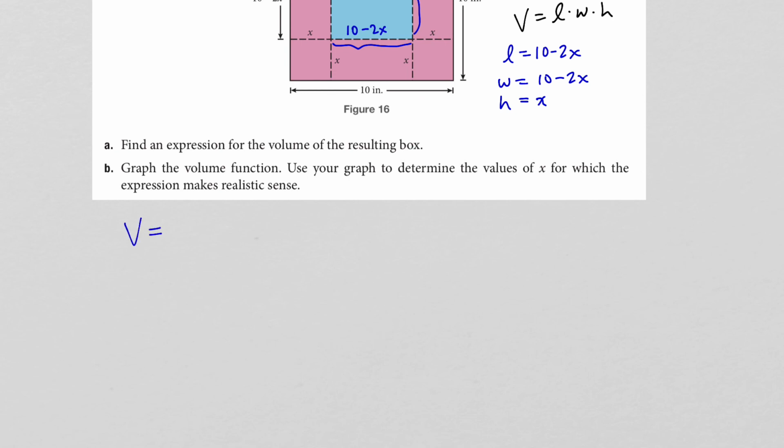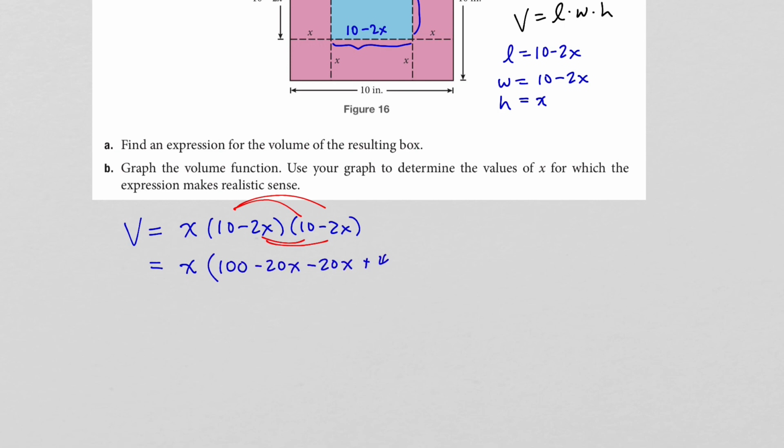So volume is equal to, when you multiply length, width, and height, it doesn't matter the order that you multiply. So I'm going to multiply x times 10 minus 2x times 10 minus 2x. And this is x times, I'm going to do this multiplication first, which is 100 minus 20x plus 4x squared. Combining like terms, we get 100 minus 40x plus 4x squared. And finally, distributing the x, we get 100x minus 40x squared plus 4x cubed.